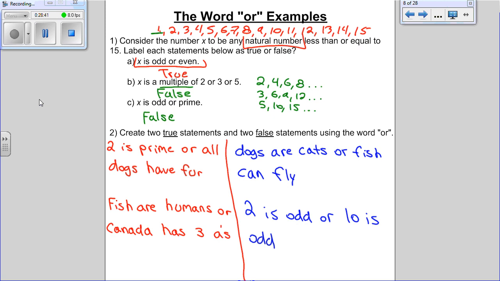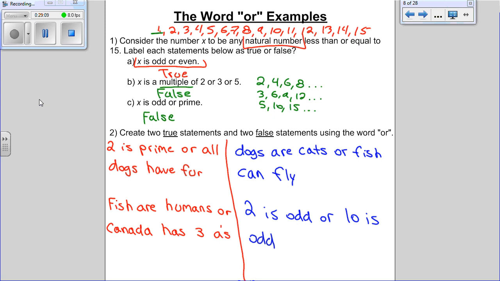Over here, you have dogs or cats, that's false. Fish can fly, that's false. I mean, some fish can fly. It's a video game. Yeah, flying fish, that's a thing. But overall, not all fish can fly, so that's a false statement. Next one, 2 is odd, that's false. 2 is an even number. And 10 is odd, that's false. 10 is also an even number. So that means this overarching statement would be false.